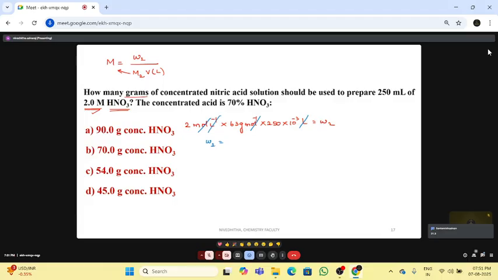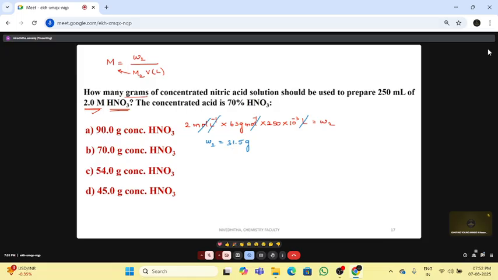2 into 63 into 250 into 10 power minus 3 gram. Yes, so it is 31.5 gram. So we need 31.5 gram of nitric acid to prepare 2 molar nitric acid solution.